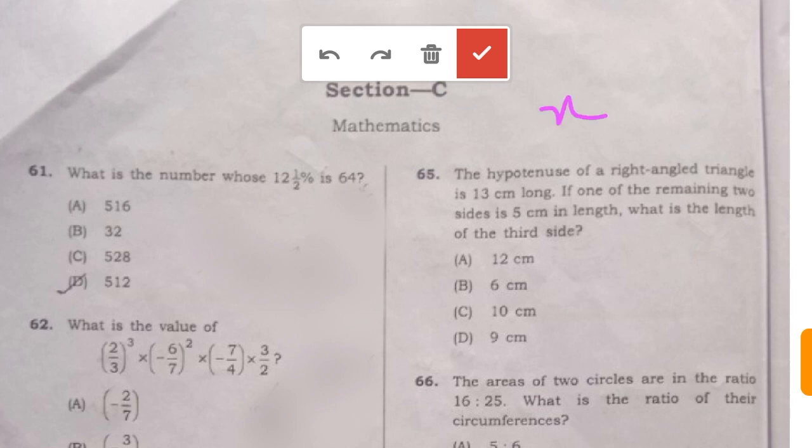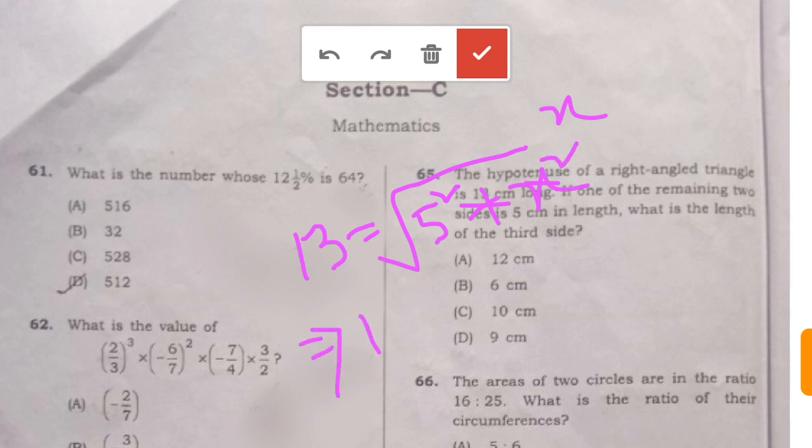Then by using Pythagoras formula, since it is a hypotenuse, we can write 13 is equal to 5 square plus x square. This implies by squaring both sides, we can write 13 square is equal to 5 square plus x square.